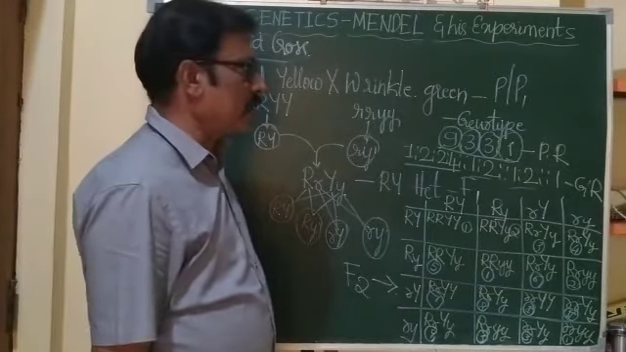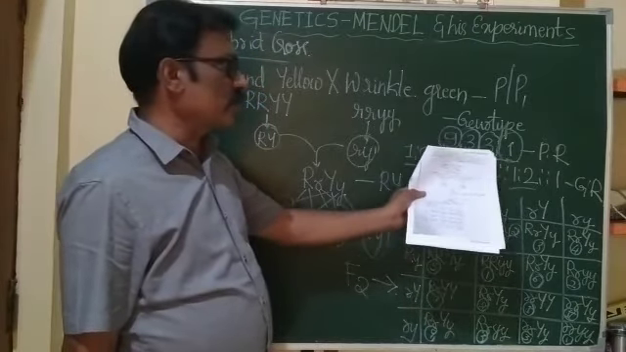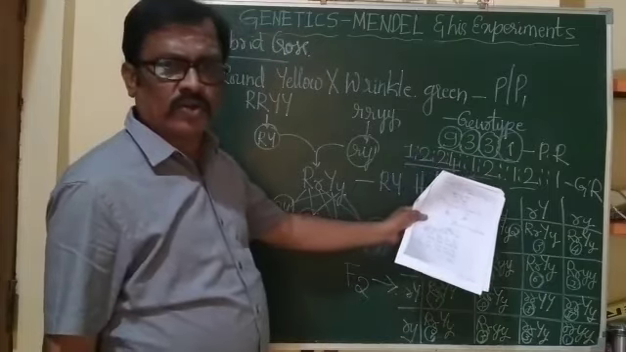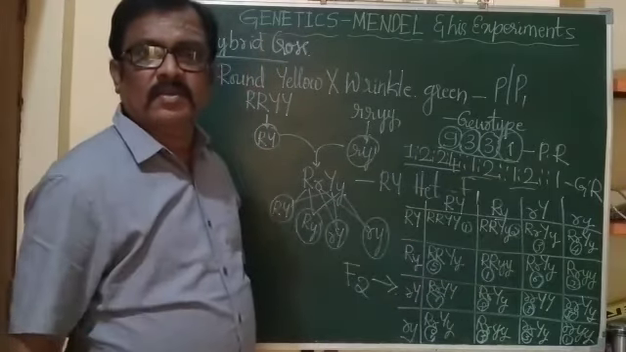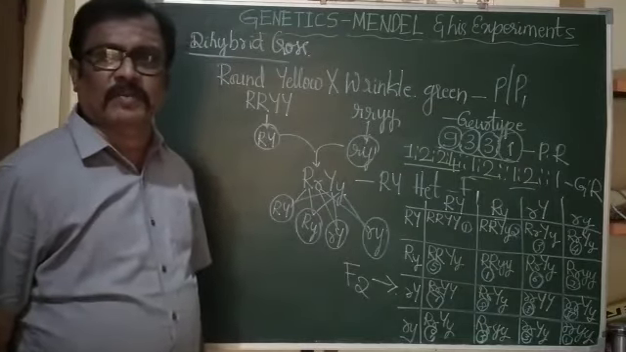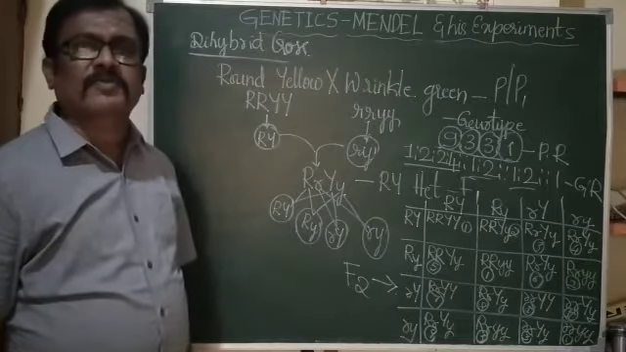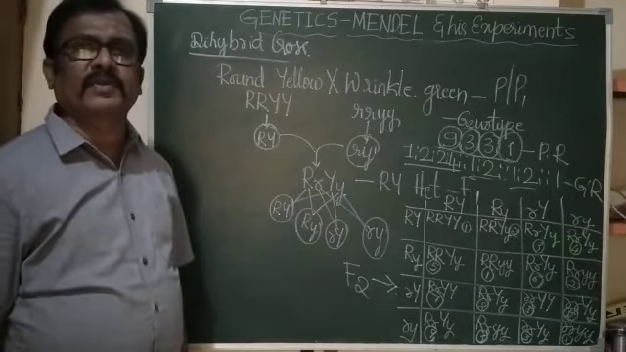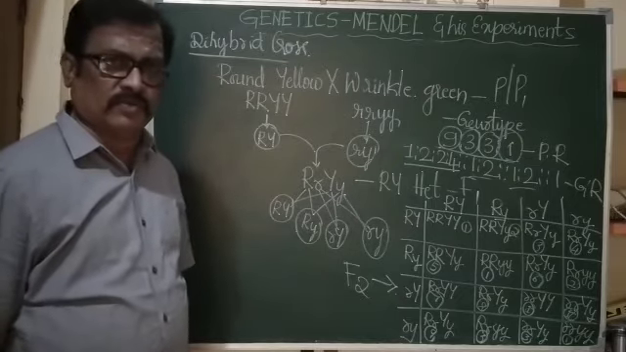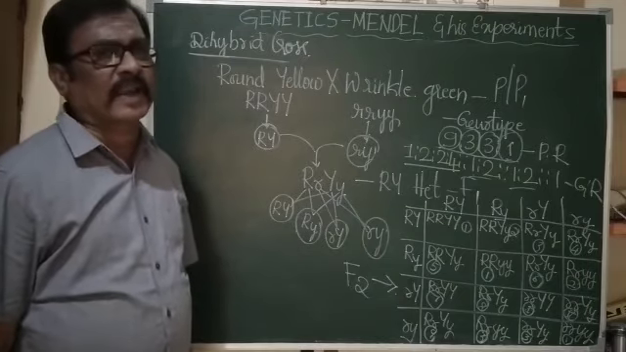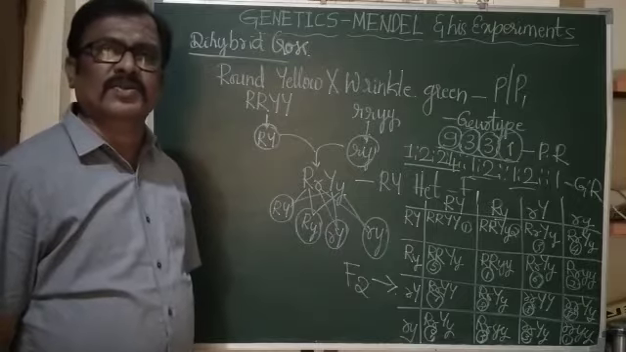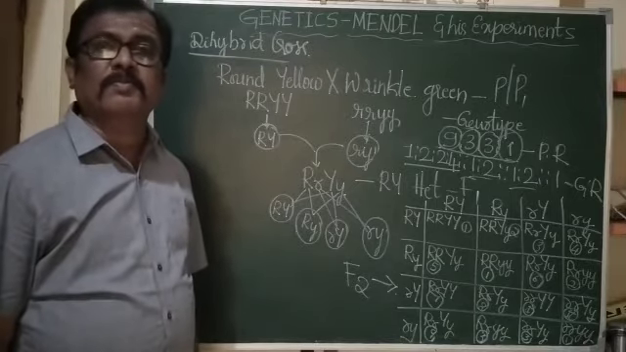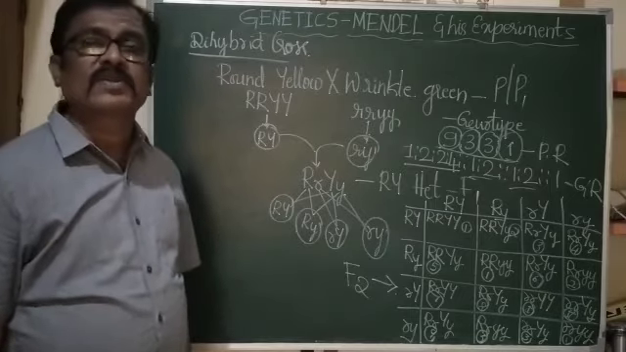So the phenotypic ratio of dihybrid cross is 9:3:3:1, and the genotypic ratio is 1:2:2:4:1:2:1:2:1. That is the genotypic as well as the phenotypic ratio of dihybrid cross. After conducting these two experiments, Mendel, by observing the results of monohybrid cross and dihybrid cross, put forward 3 statements, and those 3 statements are considered as Mendel's laws, or the laws of heredity, or the basic principles of heredity. We will see that one.